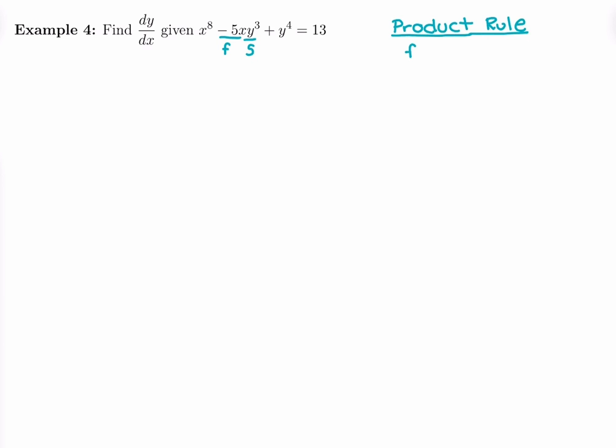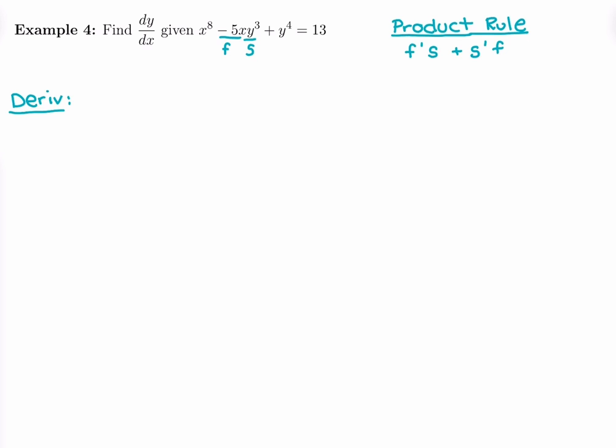So just a quick reminder, product rule: we're going to do derivative of the first, original second, plus derivative of the second times the original first. So tricky problem here. We have x to the 8th, then minus 5x times y cubed, where we have to use the product rule, plus y to the 4th equals 13. So we're going to start by taking the derivative of both sides with respect to x, which means we are only going to put a dy/dx next to a derivative of a y term.